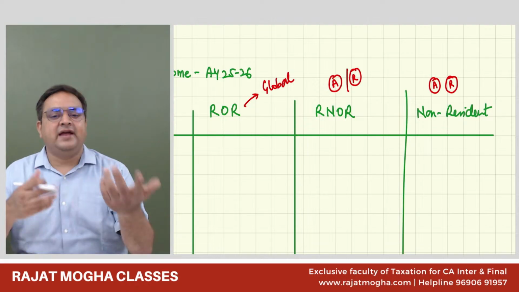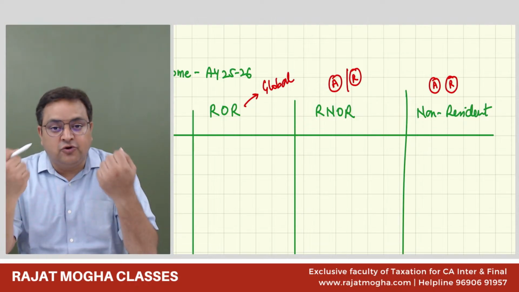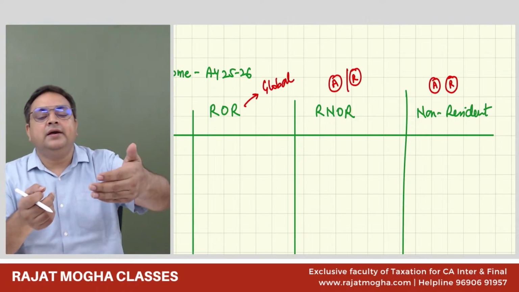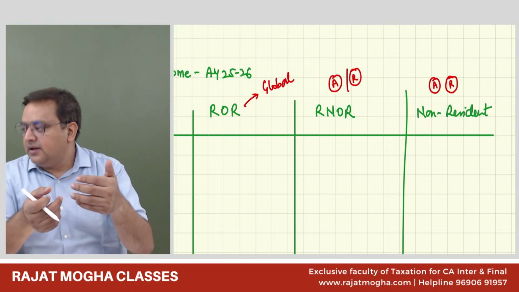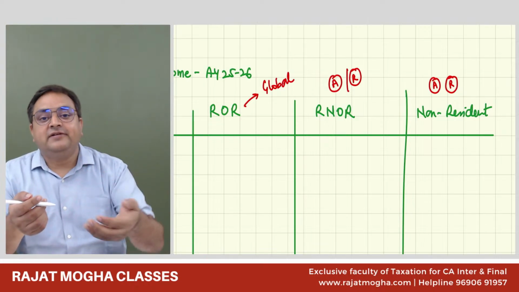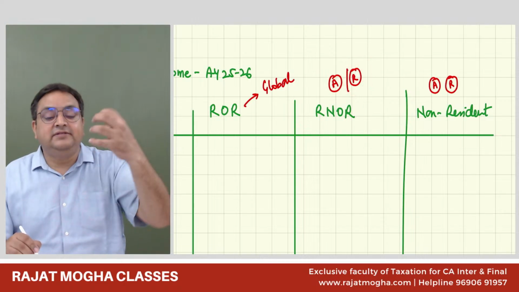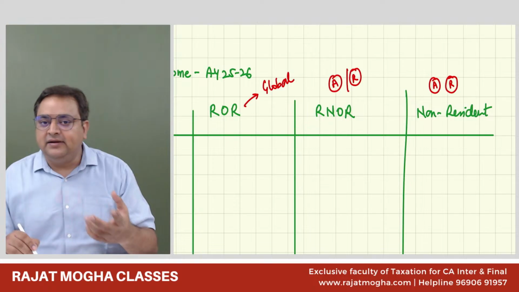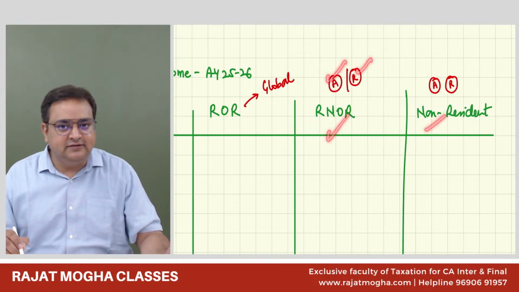See, any income which is arising in India, the Indian government has full authority to tax it. Any income which is received in India, the Indian government has the power to tax it. So any income which is arising or received in India, everybody has to pay taxes.